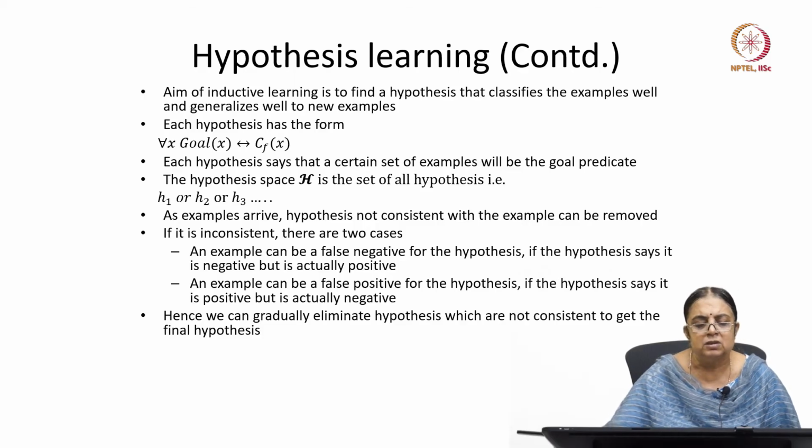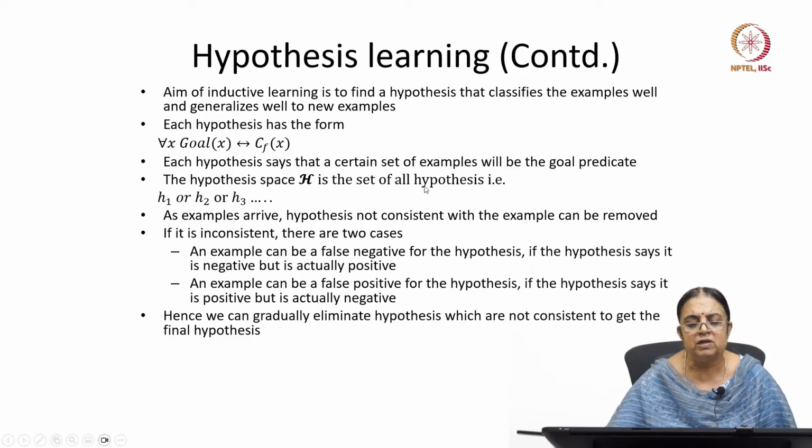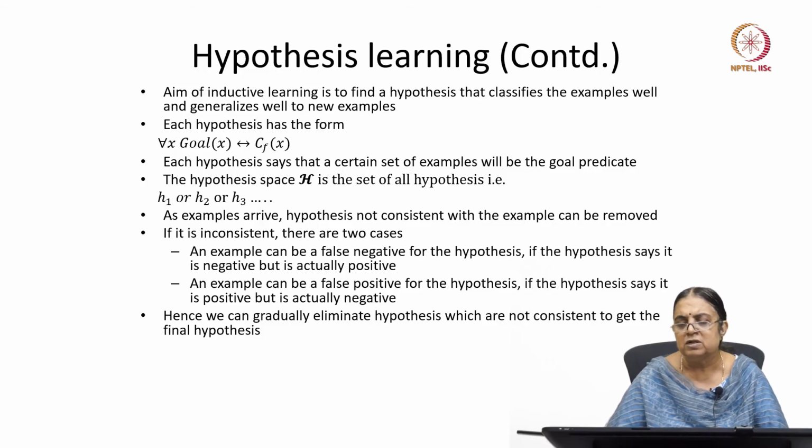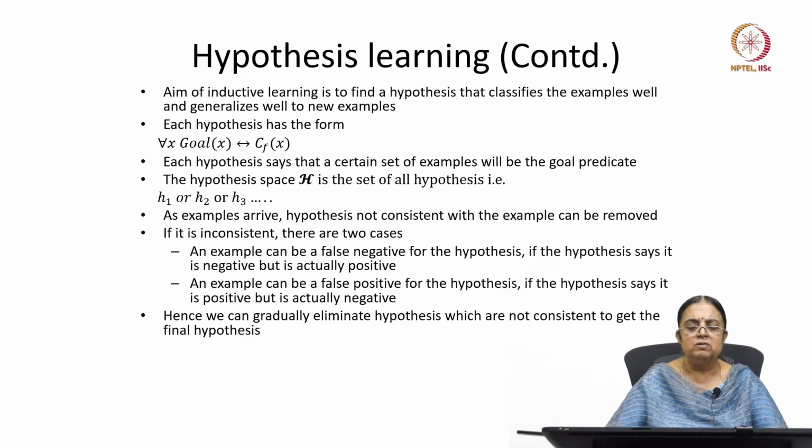okay. So the hypothesis space will consist of a set of hypotheses like this. It's H1 or H2 or H3, etc. Okay, so altogether they form what is called the hypothesis space. So now suppose we have an existing hypothesis H, right? Now when you get a new example, the new example can either be classified correctly by the hypothesis which is there, or if it is inconsistent, there are two cases. It can either be a false negative or a false positive.